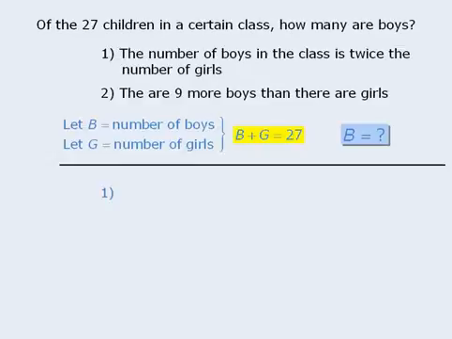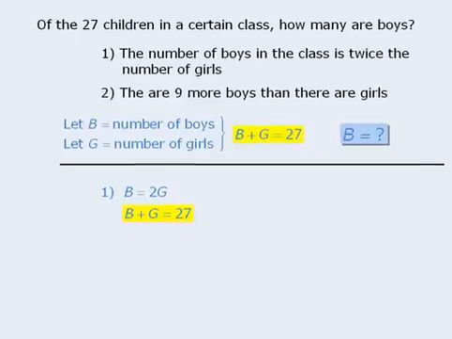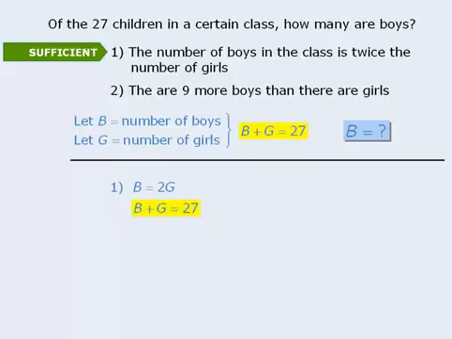Beginning with statement 1, we are told that the number of boys is twice the number of girls. So using the variables we assigned earlier, we can write the number of boys, B, is equal to 2 times the number of girls. Now, does this provide enough information to answer the target question? Well, if we add to this information the information we summarized earlier, we see that we have two equations. Since we could use these equations to solve for B, we know that statement 1 is sufficient.